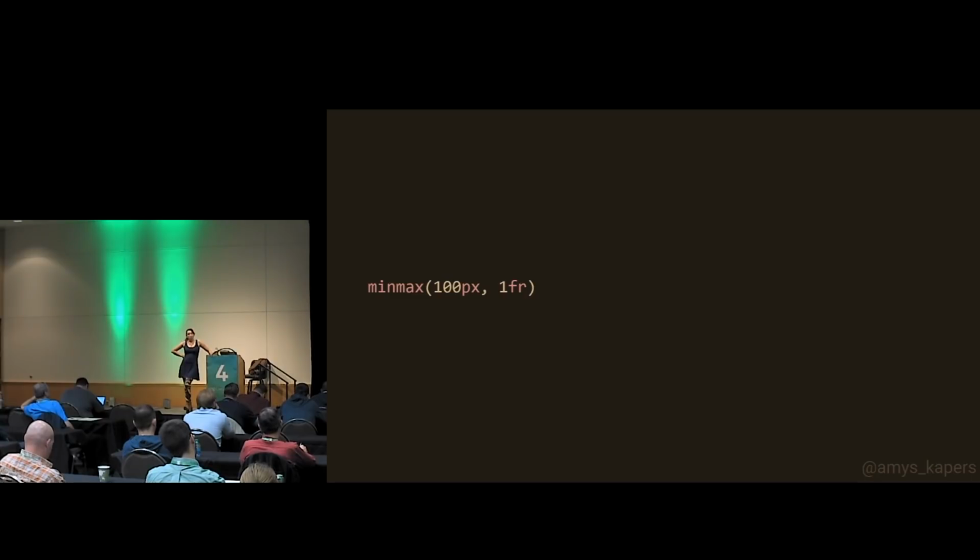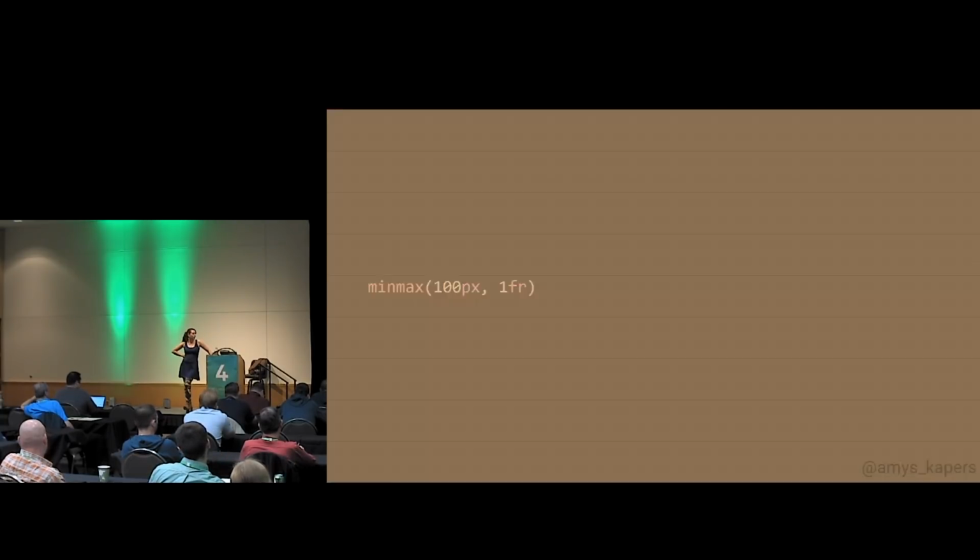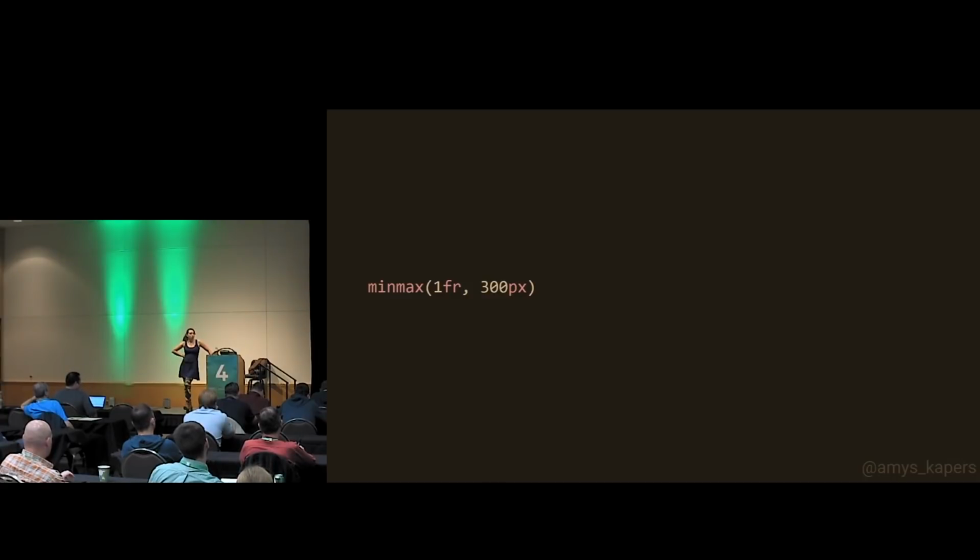You can also use your FR units, so you can say I want it to be at least 100 pixels wide and no more than 1 FR wide. What this does is say, look, it has to be at least 100 pixels wide, but then just take up all the extra space available, but they should all be the same width. You can also use 1FR, so they should all be the same width, but nothing should be wider than 300 pixels wide. So there's a lot of different things you can use min-max for.